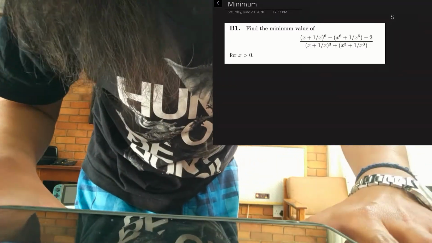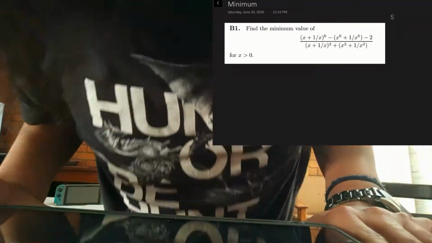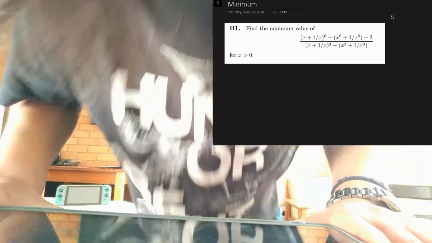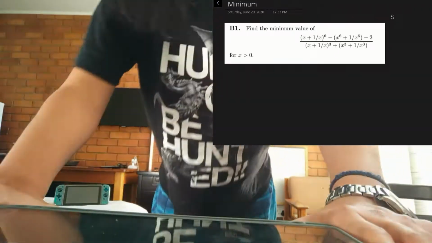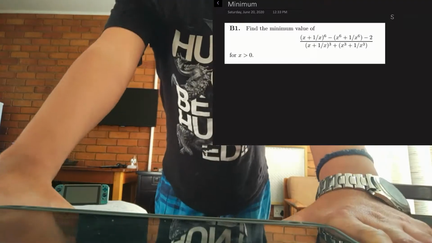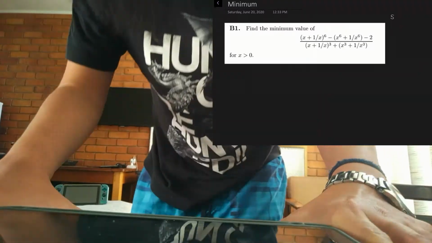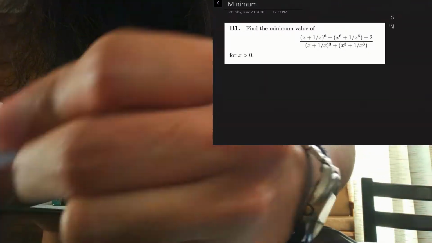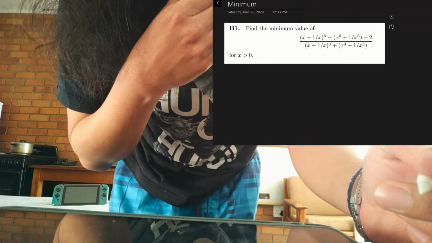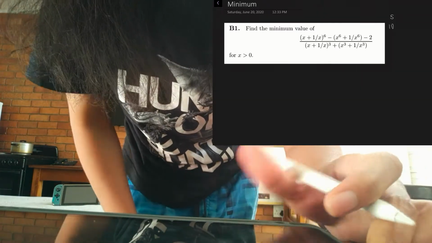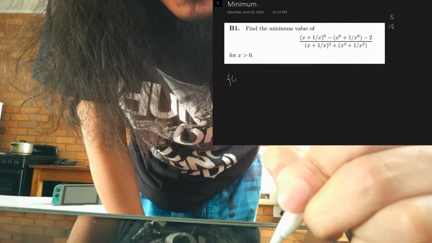So let's add five more. 6, 7, 8, 9, 10. Okay, so let's write here 10. So the first thing I'm saying is that we want our x to be greater than 0. So let's write the whole thing as f of x.